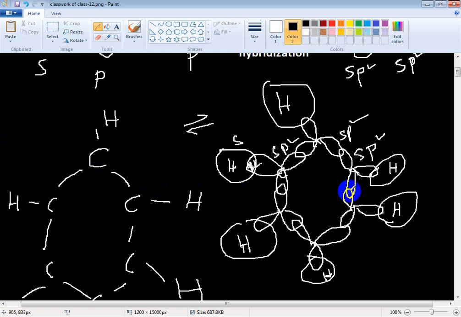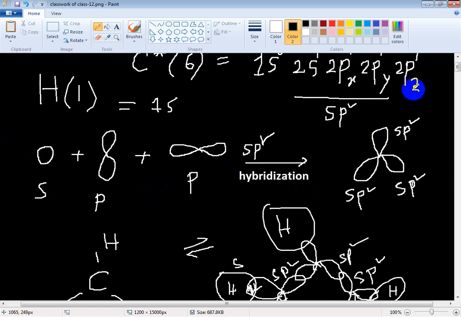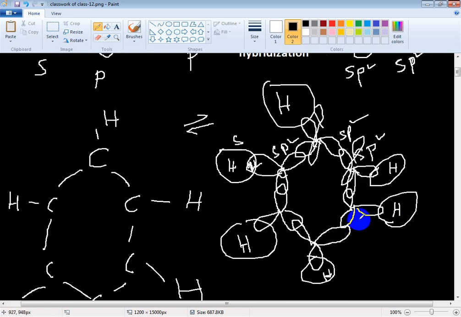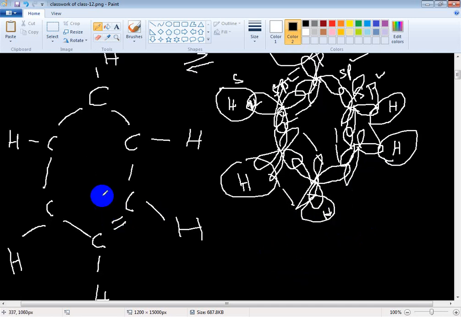Here each carbon contains one unhybridized 2pz orbital, with lobes on the top and below. Side by side overlap of the top and bottom lobes forms a pi bond. So here it forms a pi bond, here a pi bond, here a pi bond.